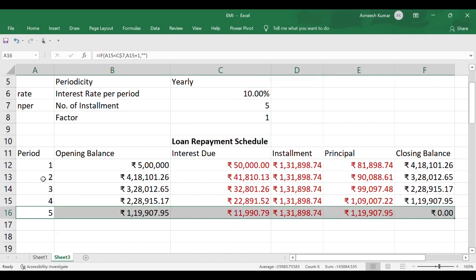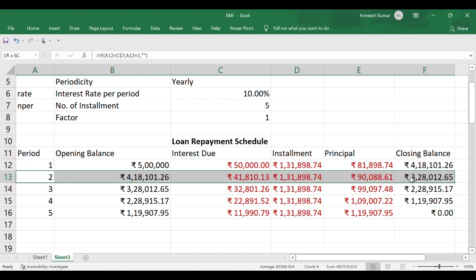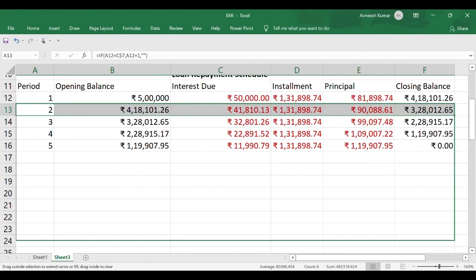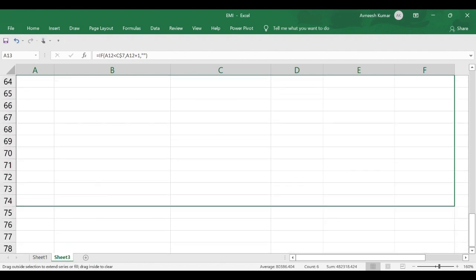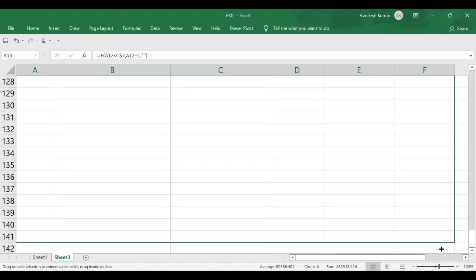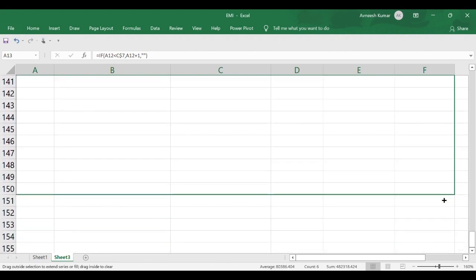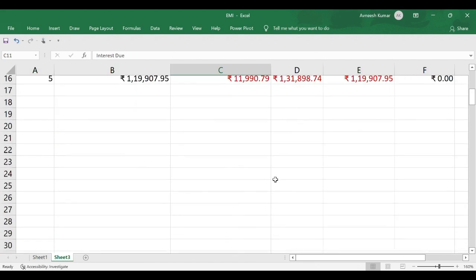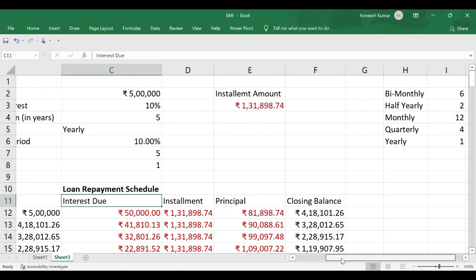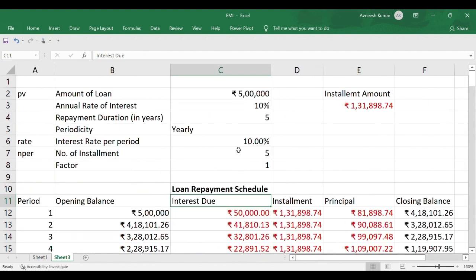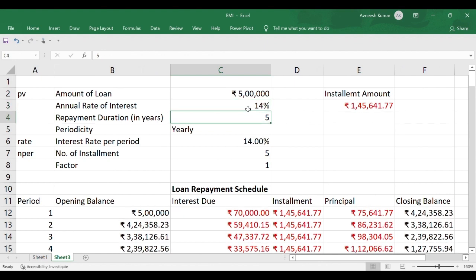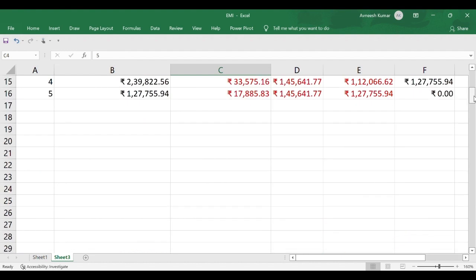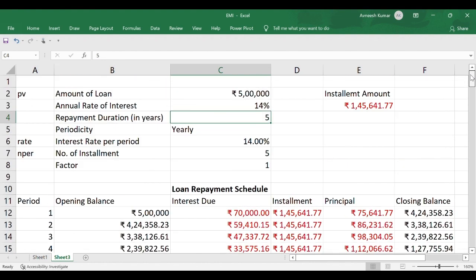Now again we can drag this 12 row thing so that it takes care of various values. So let's drag it till 158th row. That would be enough. So 158th row, and we have completed the exercise. You can change various values. Annual rate of interest can be changed. Let's make it 14%, and even for 14% we can get these calculations. So you can do it now.